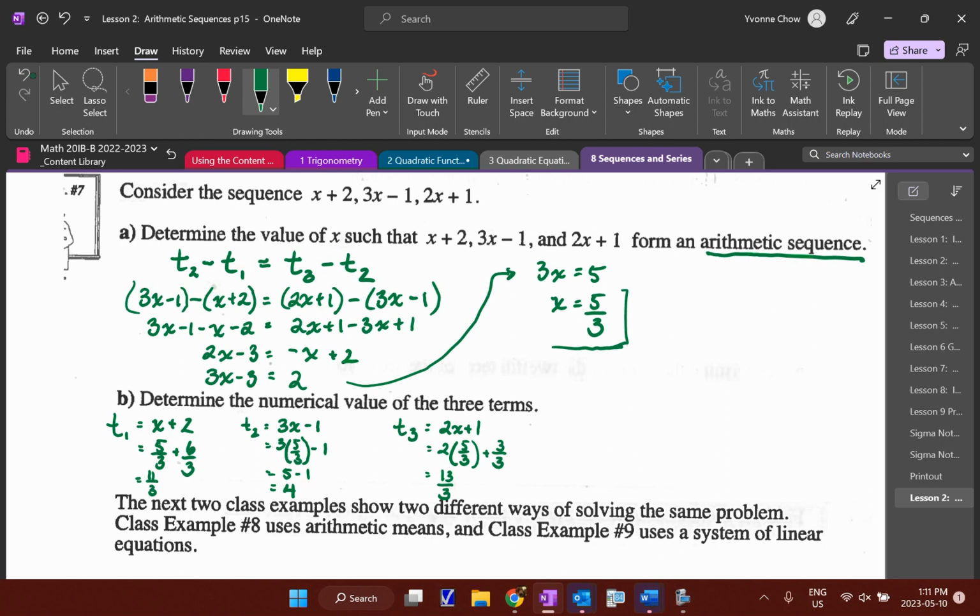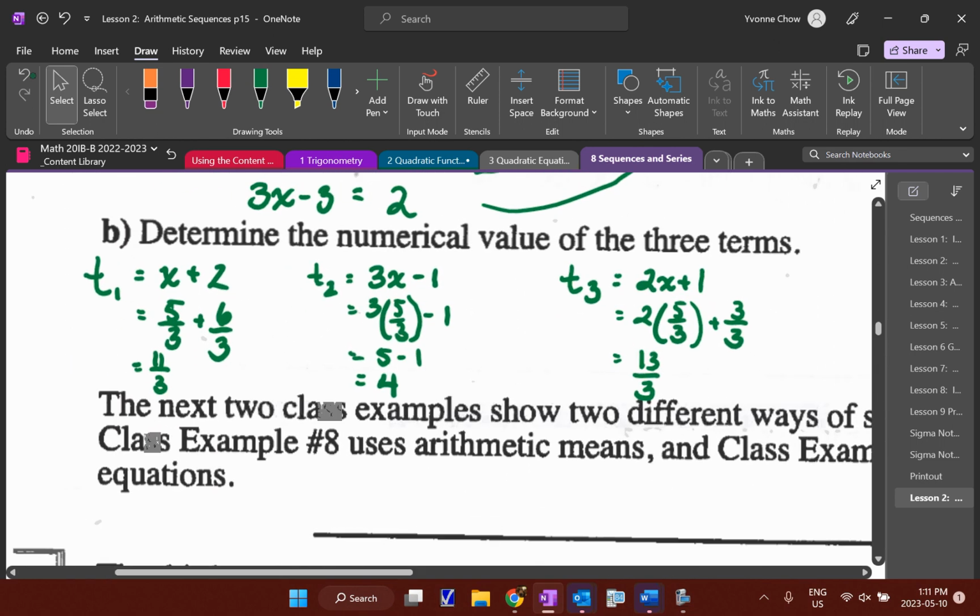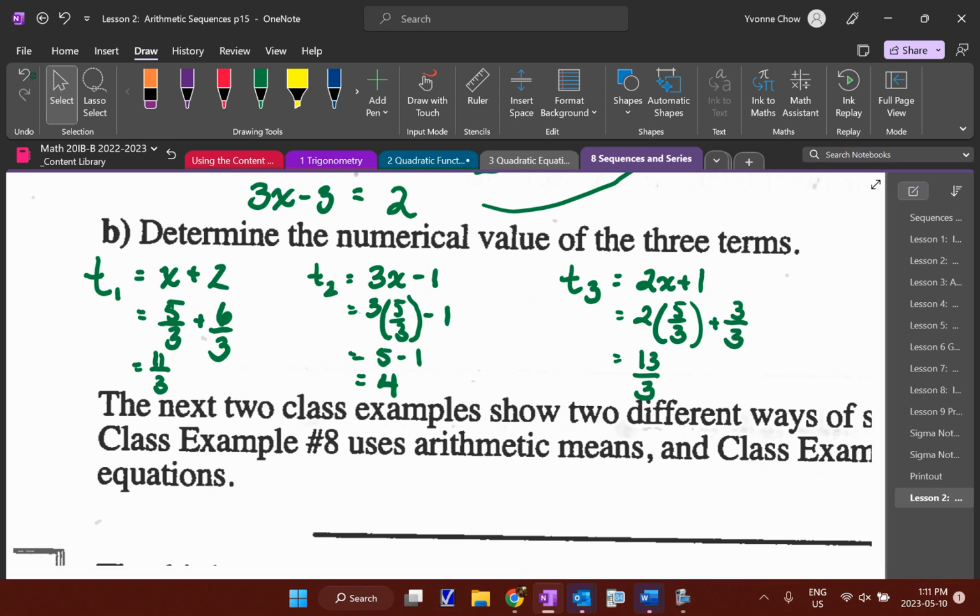And then the only way to know for sure is to substitute 5/3 back into those algebraic expressions and to see what we end up with. And so for part B, we substitute 5/3 back in. Of course, we need a common denominator in many cases to add those together. Please do not change it into a decimal. So term 1 is 11/3, term 2 is 4, term 3 is 13/3.